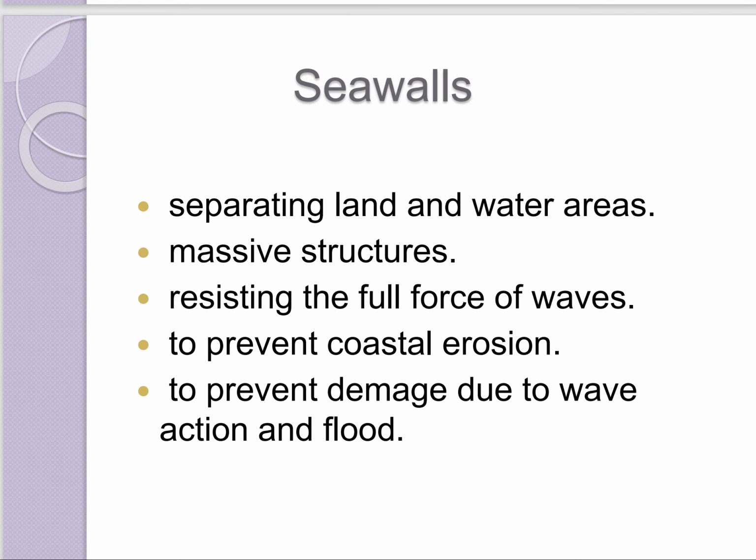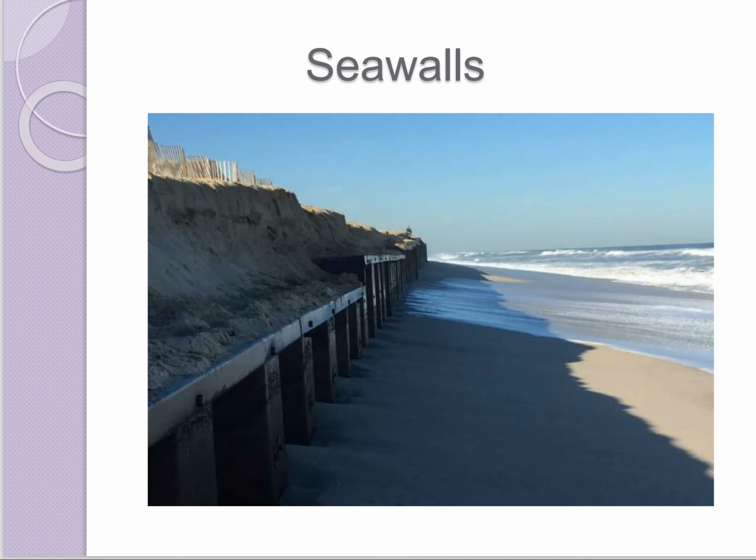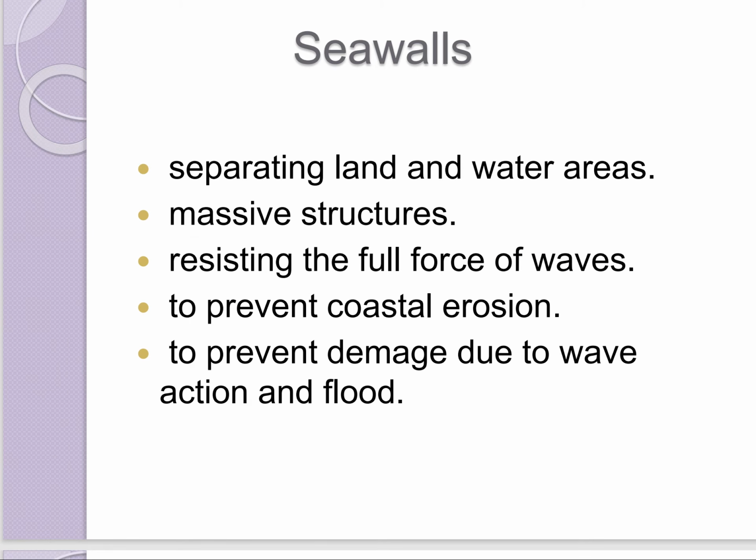First method, structural method, is called sea walls. Separating land and water areas. It is a massive structure. So you can see in this picture, sea walls are massive structures that separate the land and water, which can resist the full force of waves and prevent the coastal erosion. Also prevent the damage due to wave action and flood.